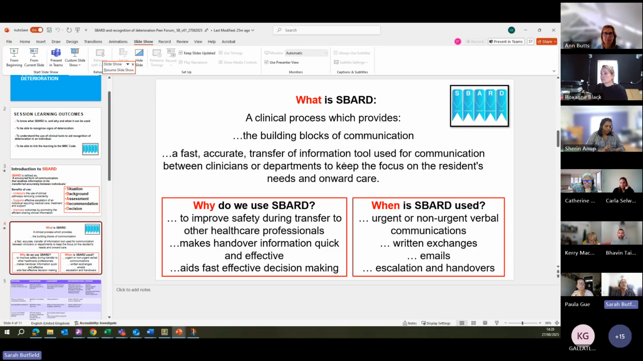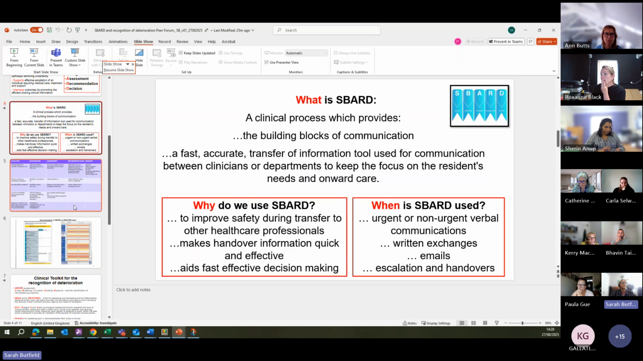So as we said, it is a building block to good communication. It enables you to gather the essential information that you need to communicate with clinicians and departments that can help support you and the resident in your care. And as I said, it can be used in handovers, and it can help make very effective decision making. It helps to escalate, and it can be written, it can be verbal, and it can be urgent or non-urgent. So we've got a multitude of opportunities when we can utilize this tool.